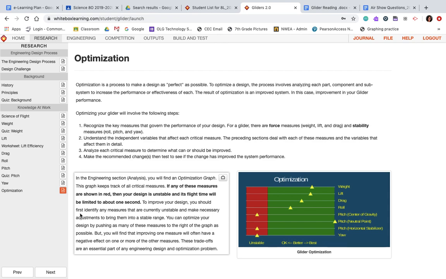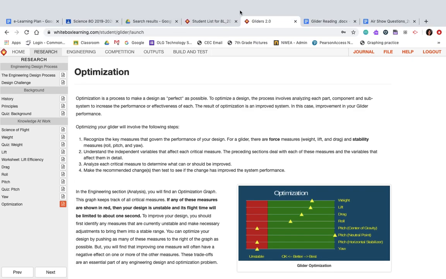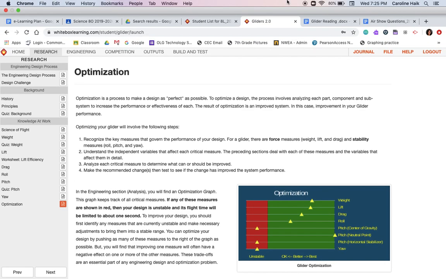We'll spend all next week building and testing our gliders, and we'll have a grade-wide air show to see which glider is the most successful. So email me if you have questions. Otherwise, we'll start building next week.